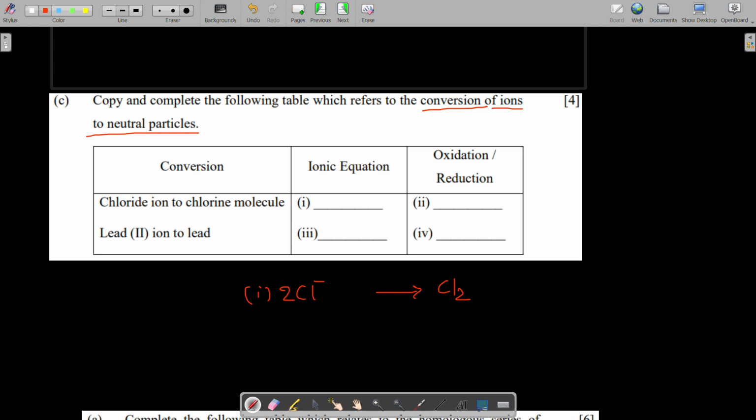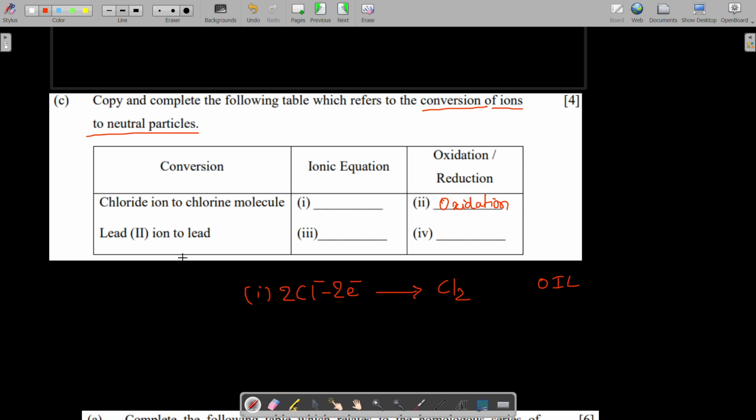When can it form this? When it loses 2 electrons. When one chloride ion loses one electron, it will form a chlorine atom. So 2 chloride ions losing 2 electrons will form a chlorine molecule. Losing of electron, oxidation is loss of electron. So this is oxidation.